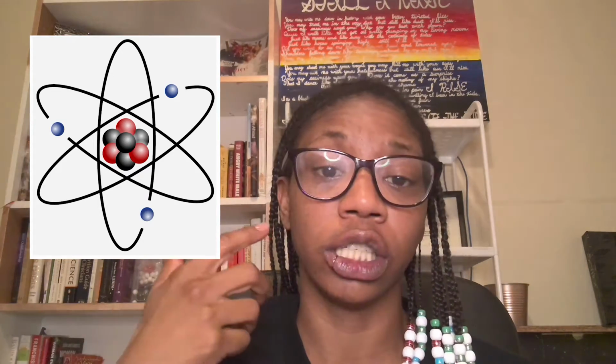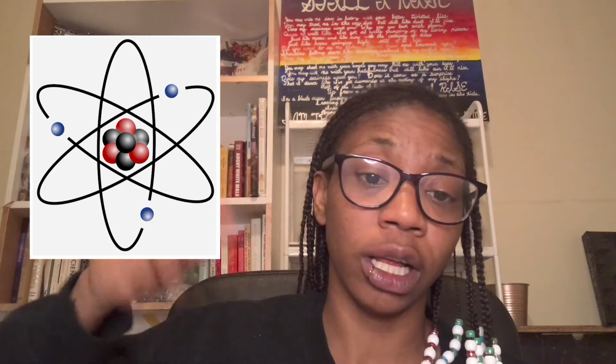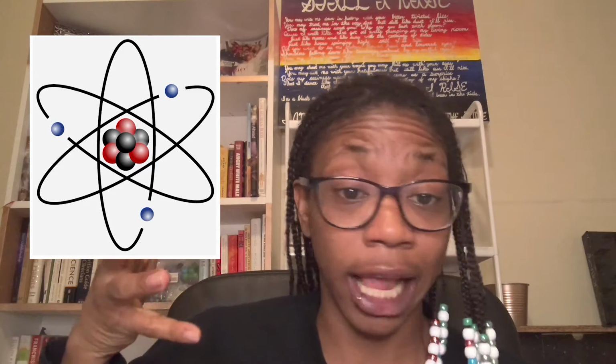The nucleus contains protons, which are positively charged, and neutrons, which are neutrally charged. The nucleus itself is overall positively charged, whereas electrons, which are spinning around the nucleus, are all negatively charged. So the positive charge of the nucleus is pulling in the negative charge of the electrons, and that is an attractive force. That is what keeps the electrons from flying off into outer space, staying really close to the nucleus of the atom.